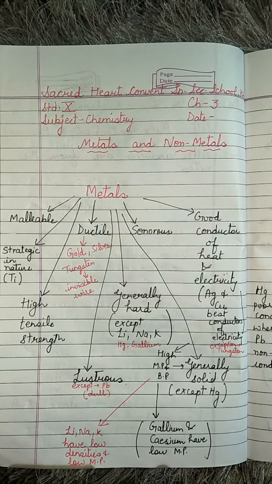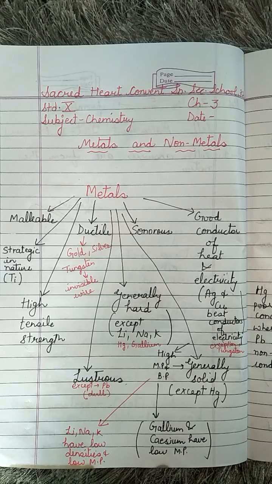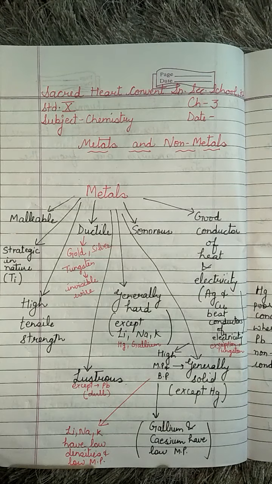Good morning, dear students. Today I am going to start with the third chapter of chemistry, that is metals and non-metals. So today's lecture will be a very general lecture, as you people have discussed metals and non-metals in the 8th standard also, and somewhere you have discussed this topic in 9th standard also. So today I am going to discuss the physical properties of metals and non-metals along with some exceptions.